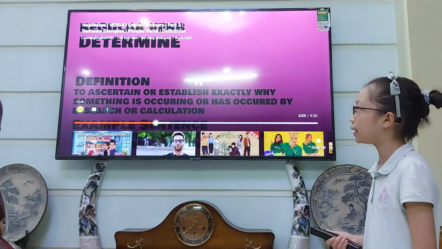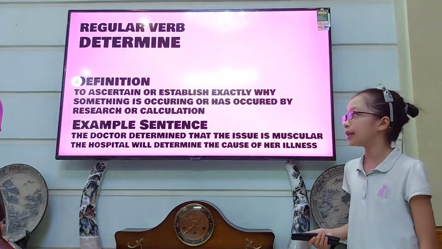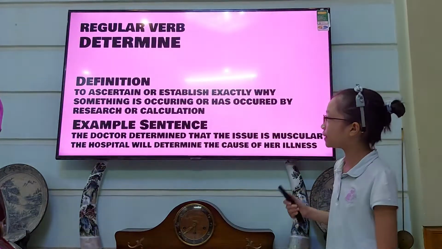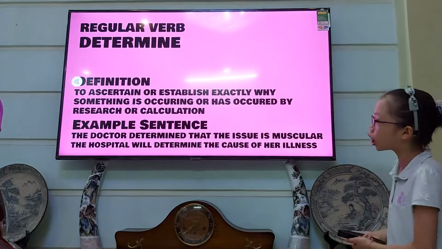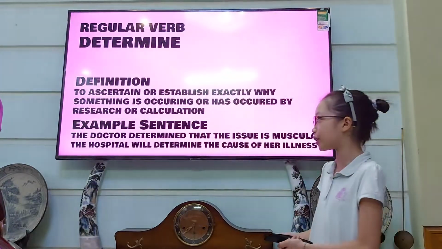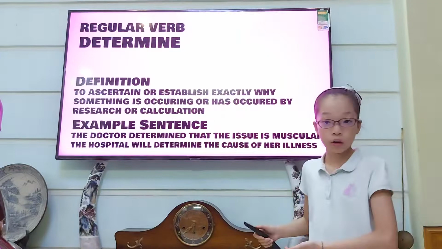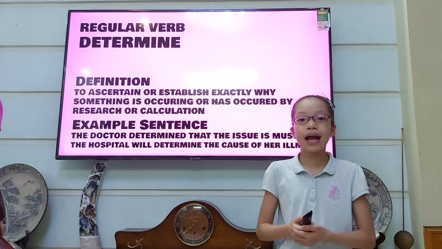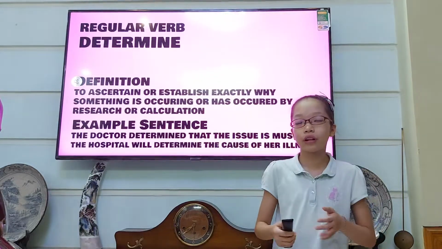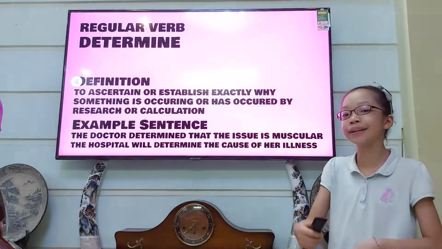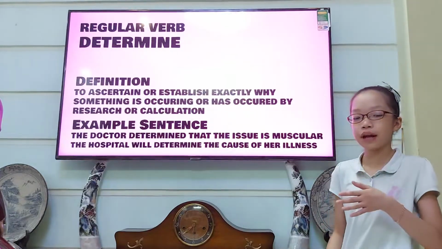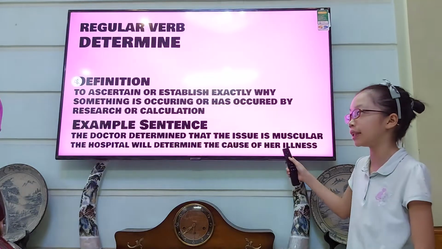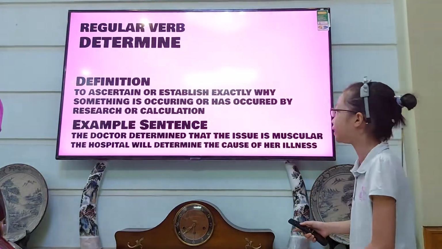Another regular verb is determine. Determine is to assess or establish exactly why something is occurring or has occurred by research or calculation. So, in this video there are definitions, but we will read the definition and I will tell you an easier definition that you can easily understand. So let's look at the example sentences to have a closer look at determine.